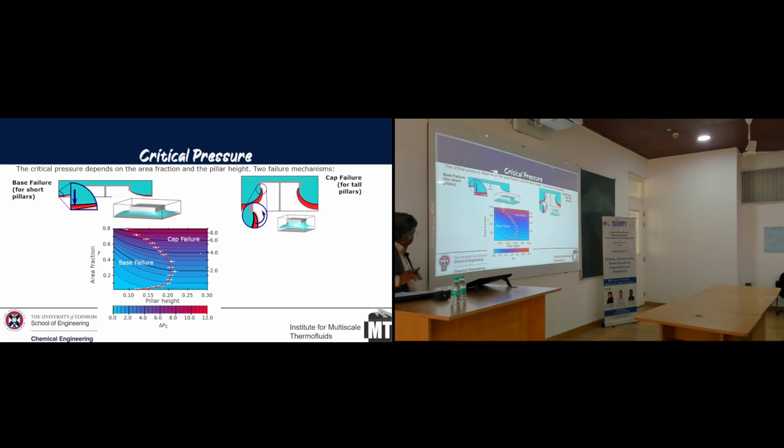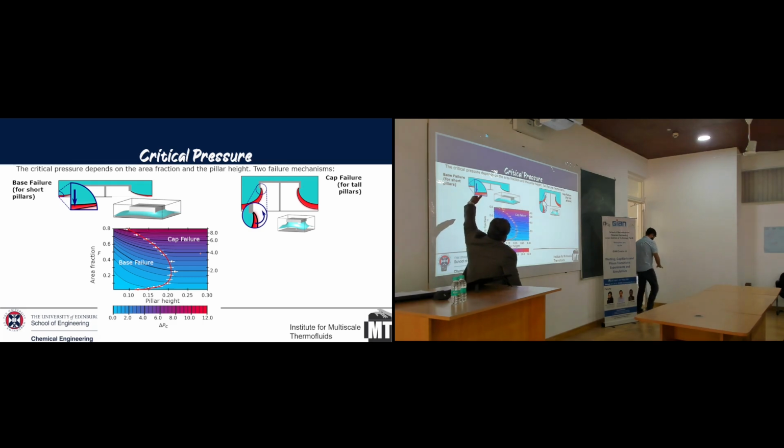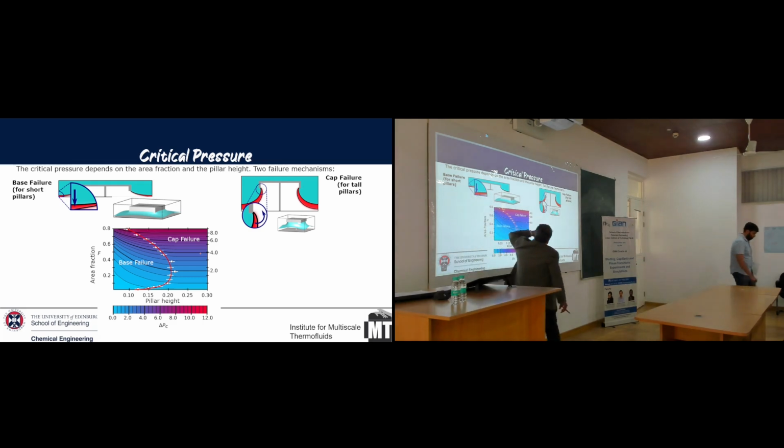This is again the type of failures which we look into. If you have a very flat or a short pillar, you will have a failure which is occurring from the bottom actually. That is when it starts wetting from there. What we call that is a base failure. The other one, which is there for tall pillars, is from the cap.